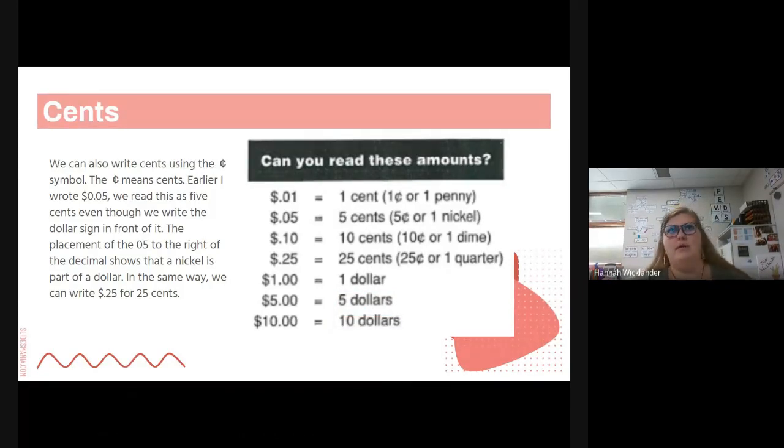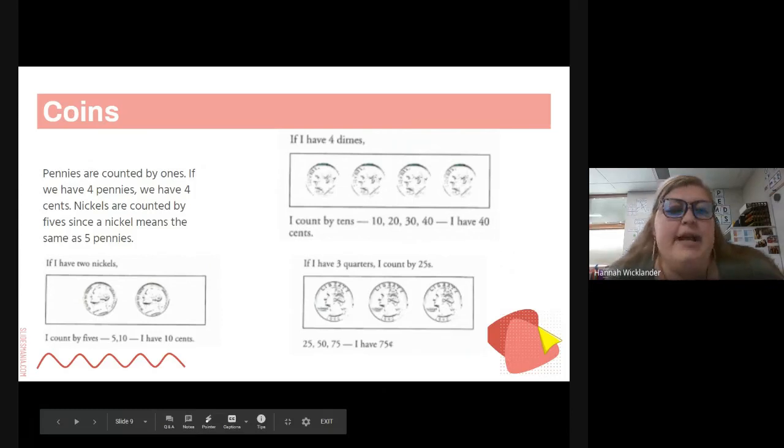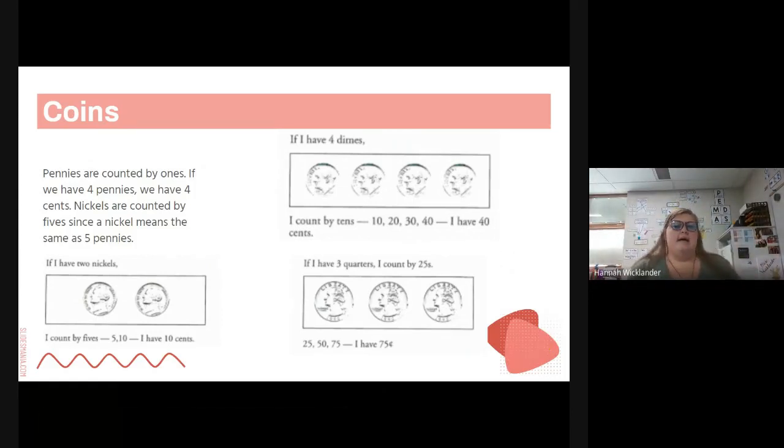Should be review for most of you, but if you don't know, then this is a good lesson. All right, so coins. Pennies are counted by ones. If we have 4 pennies, we have 4 cents. Nickels are counted by 5s, since a nickel means the same as 5 pennies.